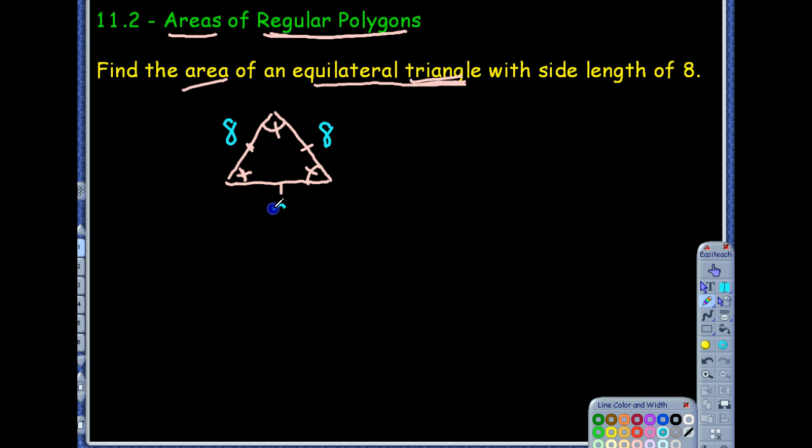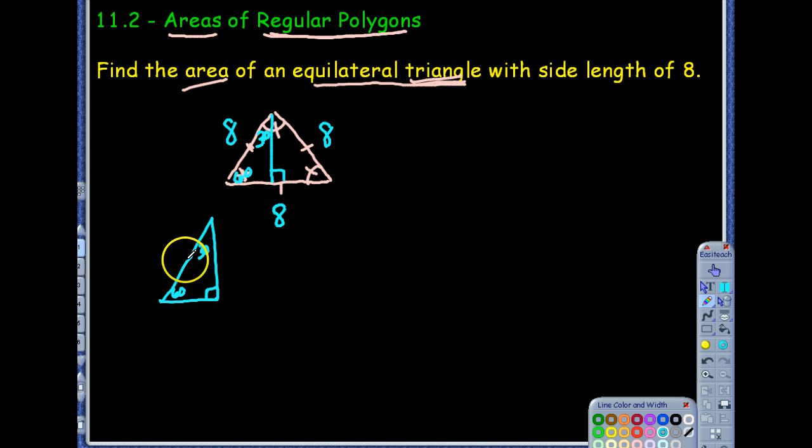Because when I'm thinking for area, I know I need 1/2 base times height. So let's draw in an altitude. Okay. And with that altitude, we know when all the angles are congruent, they were all 60. So I'm thinking 30, 60, 90 triangles. So these are 30, 60, 90 triangles. That's why this is coming back from chapter 9. So this is a 30, 60, 90.